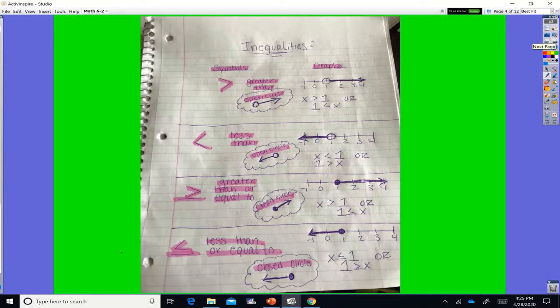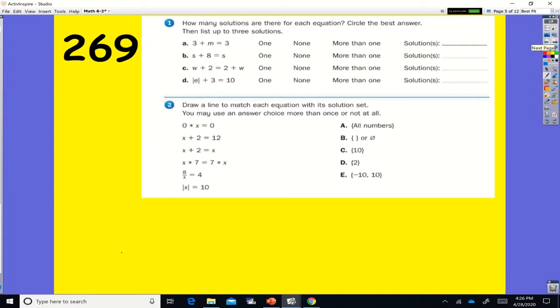Now this was in chapter 4. If you want to look back through your notes and look at chapter 4, you can, or you can use these notes right here. Whatever works best for you. Make sure you get those notes out, and if you need to rewrite them, you can. If you want to print them, whatever works best for you. Now, turn to page 269.